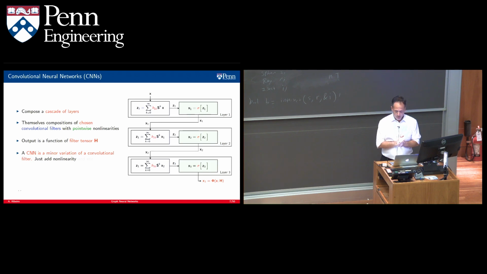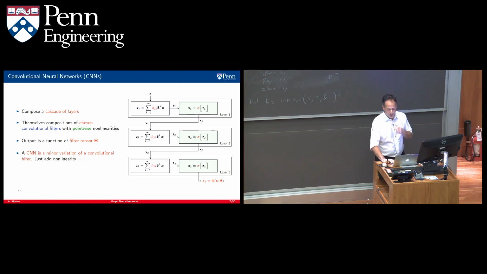Now, these convolutional neural networks begin with a convolution. They compose that convolution with a pointwise nonlinearity. That's layer 1, right? And then you get the output of that. You process that with another convolution. You send that through another pointwise nonlinearity and so on, right? So you have a cascade of this. At the output of that, that's the output of your convolutional neural network. And as you can tell, this is, as I was saying, just a minor variation of what a convolution is. I should emphasize here that the output of the CNN depends on that tensor H, right? So that's the thing that you learn. That's the thing that you train.